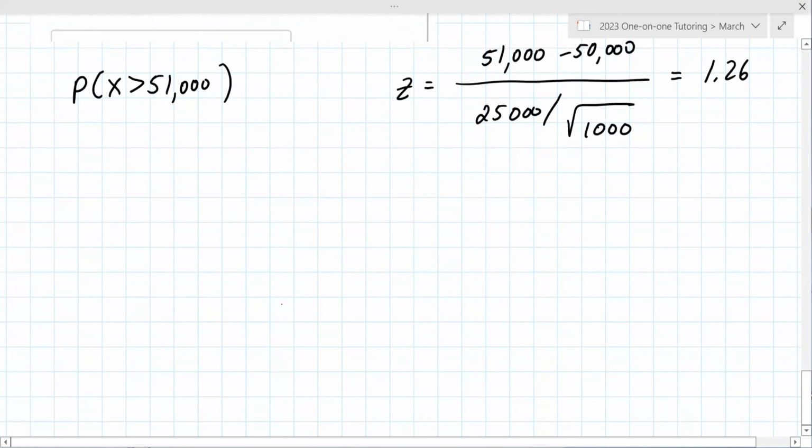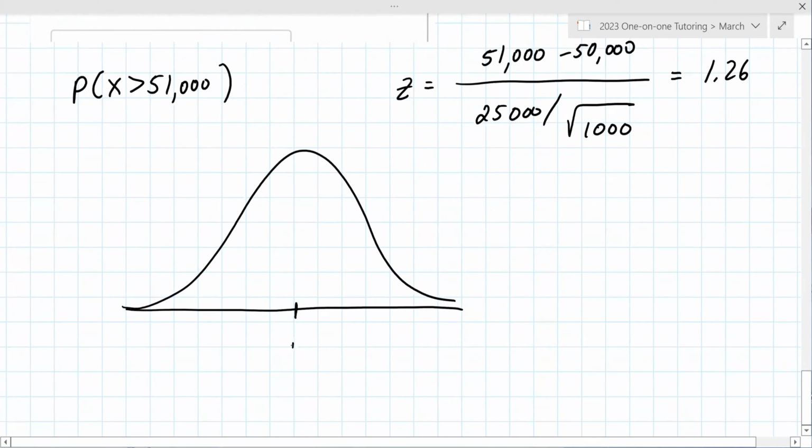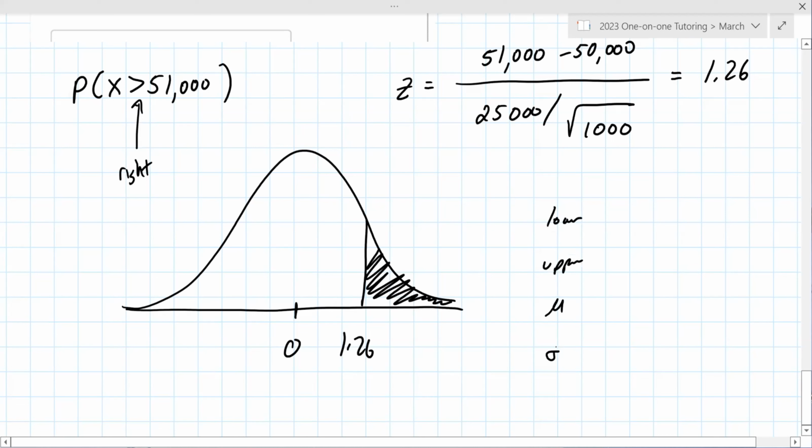So again, I'm going to draw the curve. This time mu is 0, 1.26 is here. Since we want greater than, this means to the right. The previous problem was less than, that's why it was to the left. So again, you've got to figure out, what's my lower, what's my upper, what's mu, and what's sigma. So lower would be 1.26 and then upper would be just 10 to the 99. You got it.